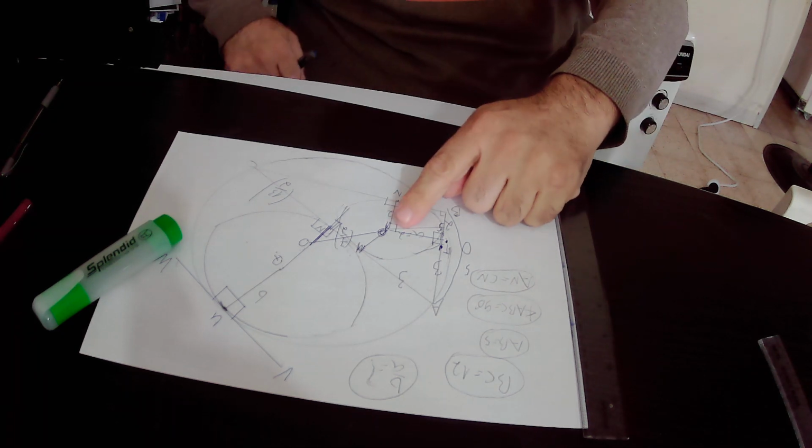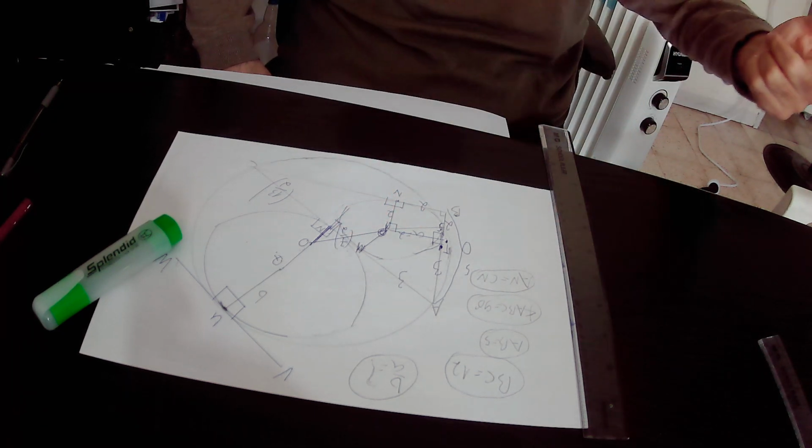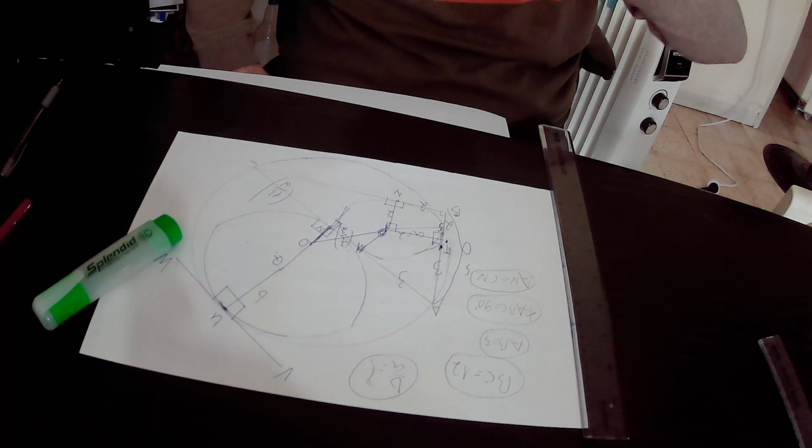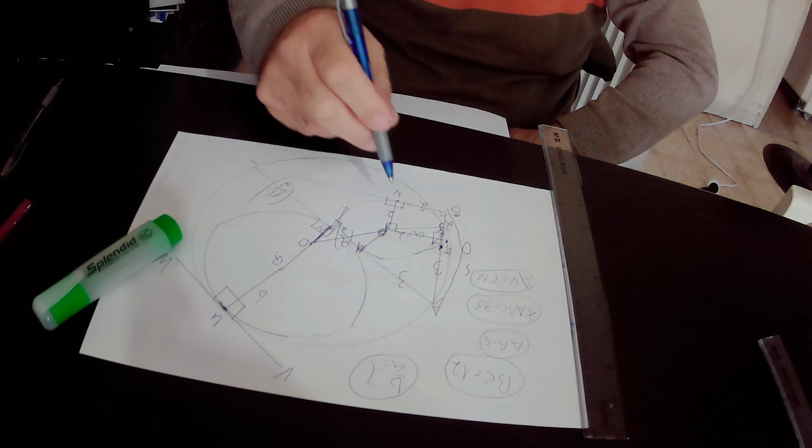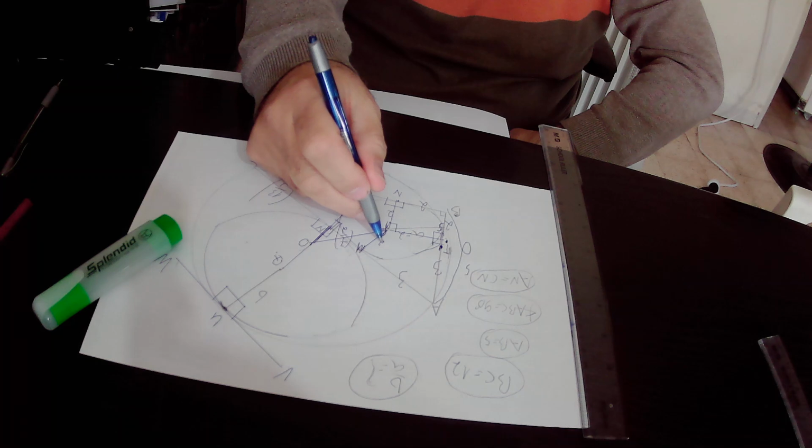Point P is the center of the circle. Point M is the point of the circle itself. This is exactly the definition of a radius. So PM is the radius of this circle that is equal to 2.